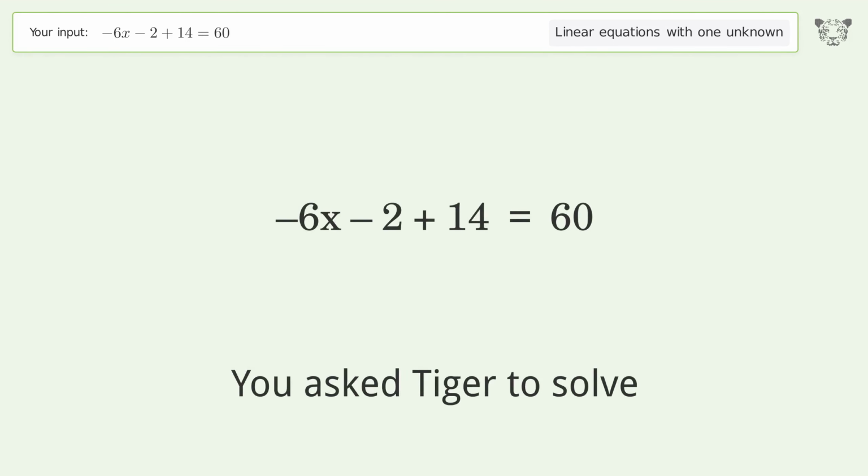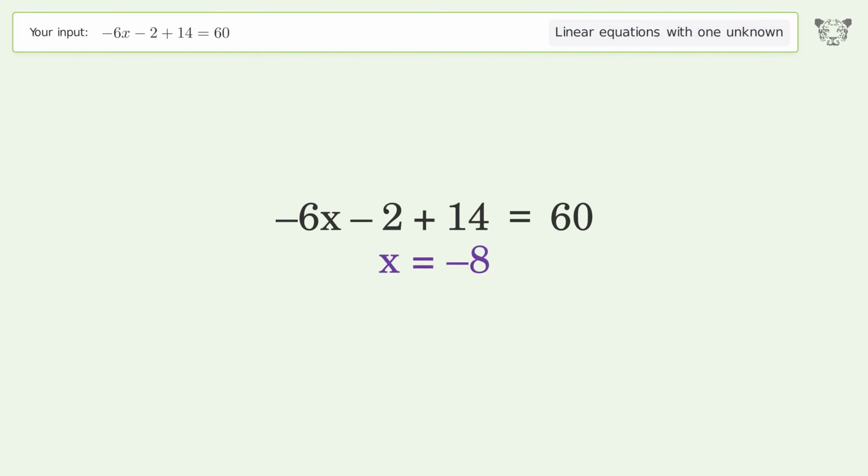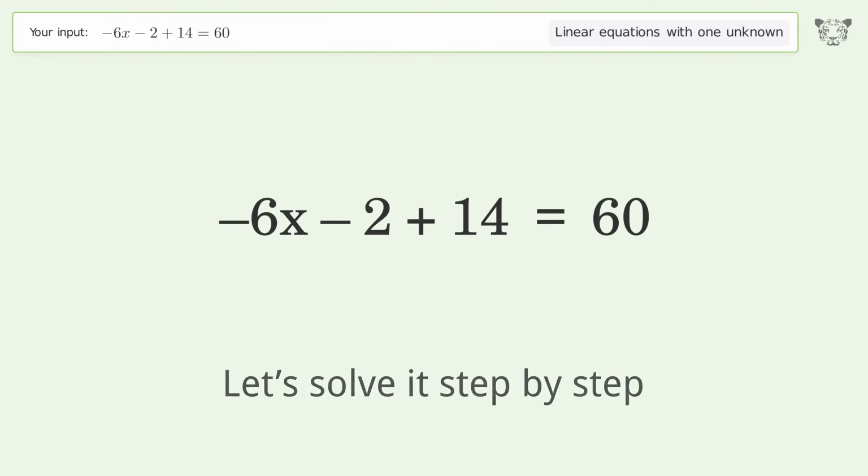You ask Tiger to solve this. This deals with linear equations with one unknown. The final result is x equals -8. Let's solve it step by step.